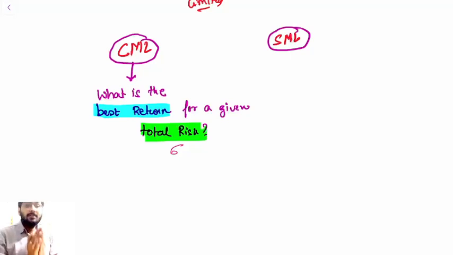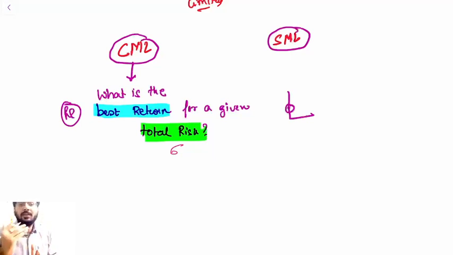And when you are looking at it from the investor's perspective, you can invest your money in the RF as well. That means if suppose you don't like risk, you will simply invest in those assets which are purely risk free. If I wish to, I can invest. So this is from the investor's perspective. If the investor is asking me, sir, what is the best return for the given total risk?